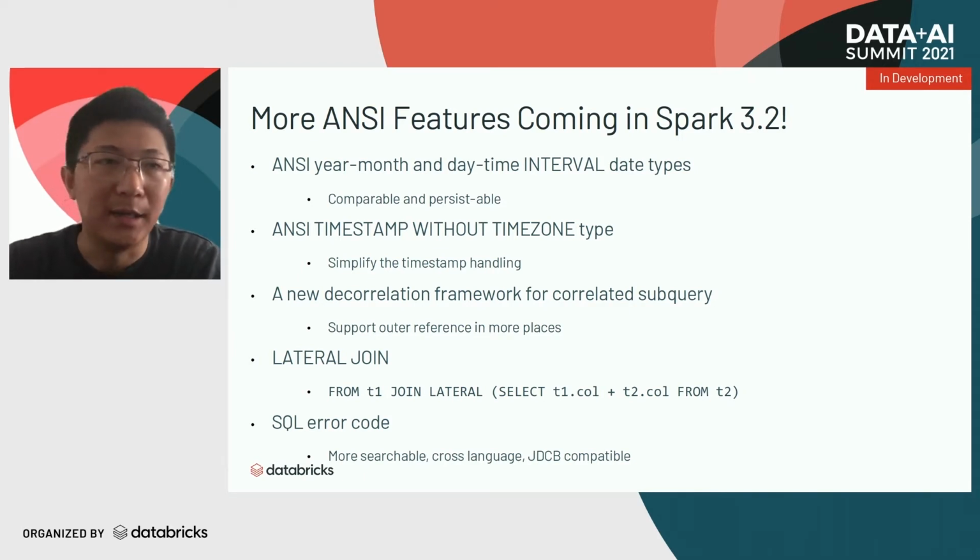We will also add the ANSI timestamp without time zone type to simplify the handling of timestamps. And we will also add a new decorrelation framework for correlated subqueries to support outer references in more places. We will also add a new feature, lateral join, which allows you to reference the columns from the join left side in the join right query. We will also add SQL error codes, which are more searchable and cross-language and ecosystem compatible.